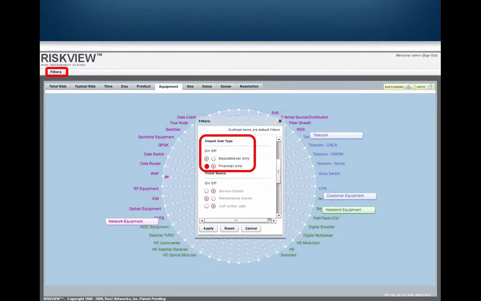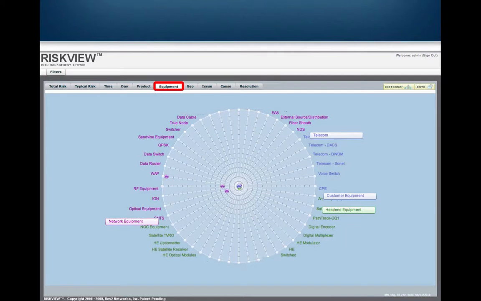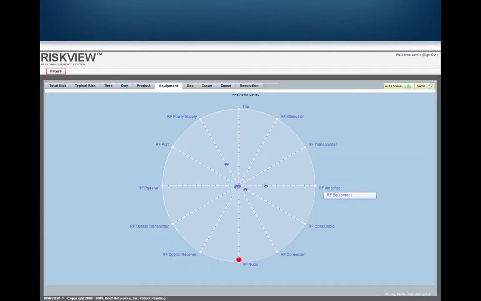Now let's use the financial risk filter to look at the same equipment vector. Remember our Rubik's Cube analogy? Looking at financial risk brings up a different outlier on the equipment radar chart. This equipment vector is costing our service provider the most money. Let's find out why. By drilling down on the outlier, we can learn about the node that is driving these costs and costing the most money.